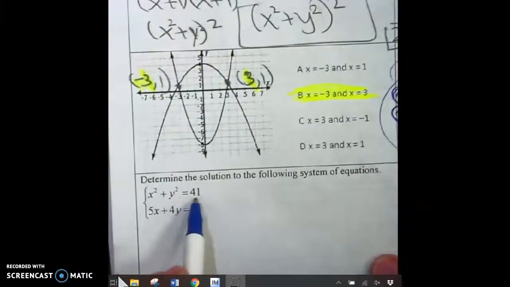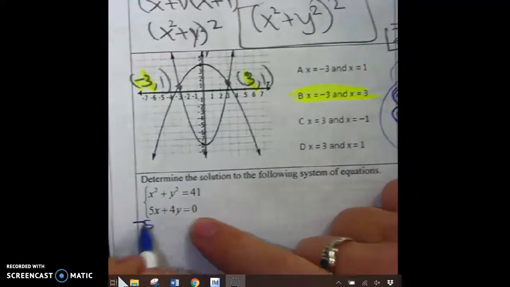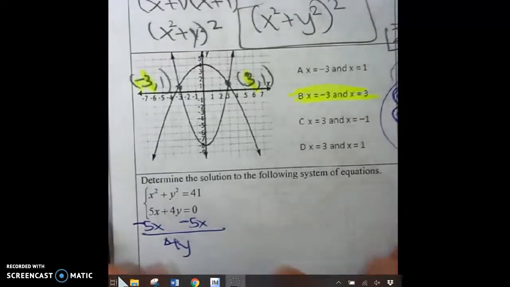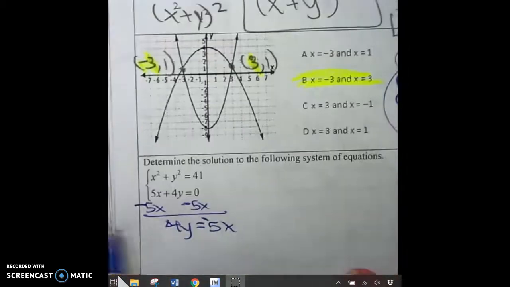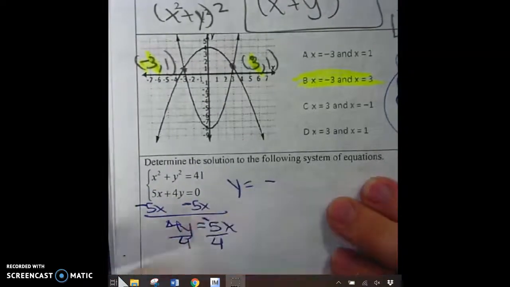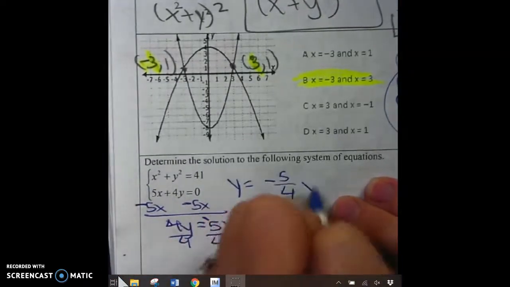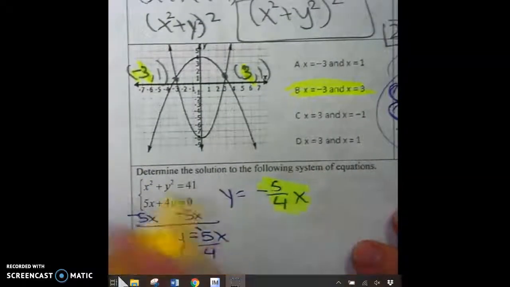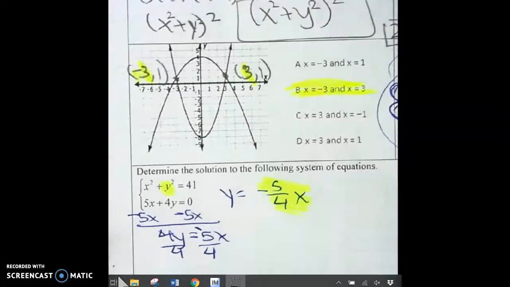Determine the solution. So I'm not going to mess with this, but I'll do this. And I'm really good at solving for y. So I'm going to do that. Negative 5x. Let's see, divide by 4. And I get y equals negative 5/4 x. So now I'm going to take this, and that's going to go right in there for my y.